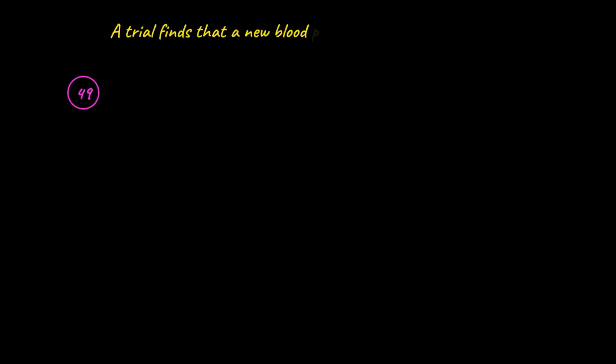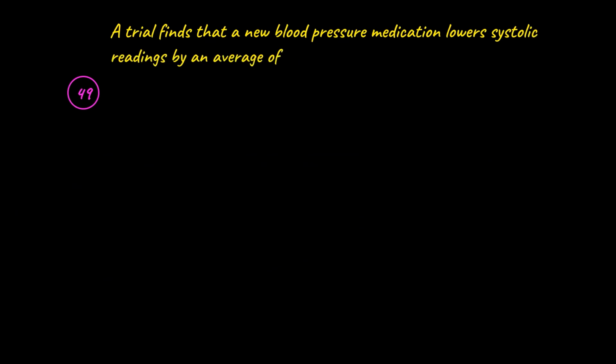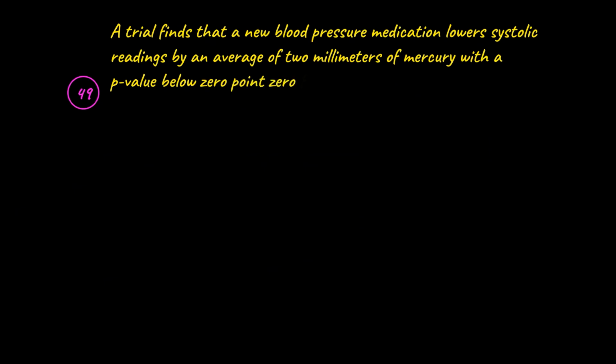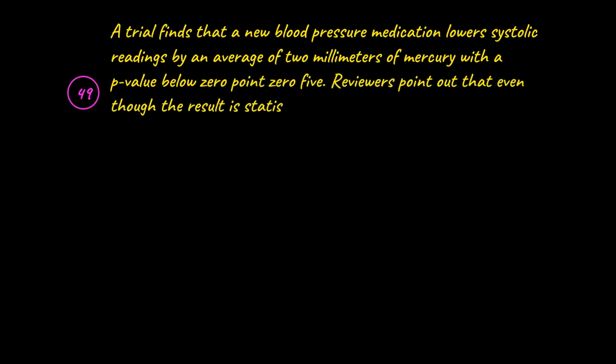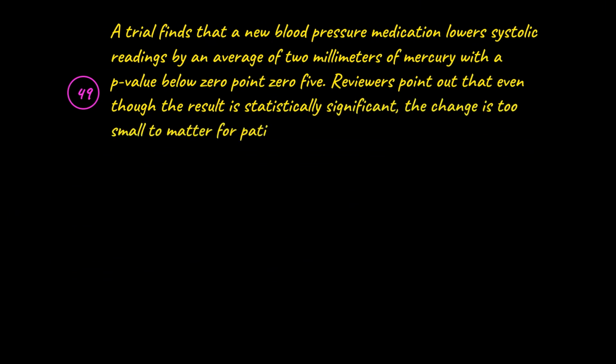Question 49. A trial finds that a new blood pressure medication lowers systolic readings by an average of 2 millimeters of mercury with a p-value below 0.05. Reviewers point out that even though the result is statistically significant, the change is too small to matter for patient care. Which concept best names this distinction?